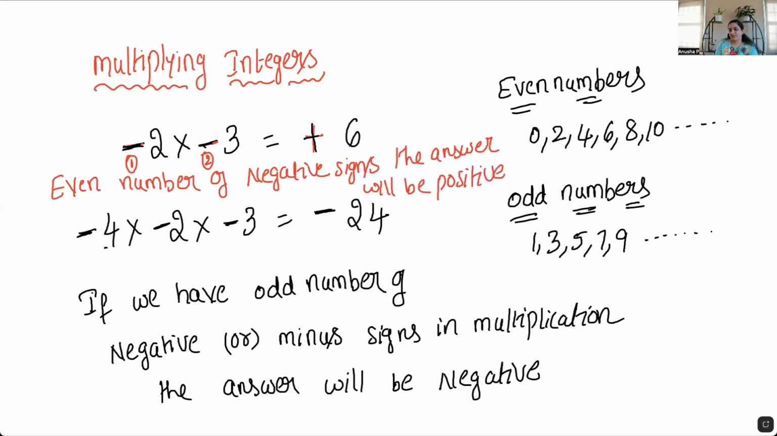Okay, so let's do a few more examples. The third example is negative 2 times negative 3 times negative 6. First you will do the regular multiplication. 2 times 3 is 6. 6 times 6 is 36.